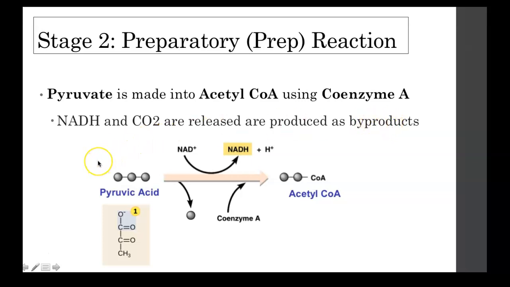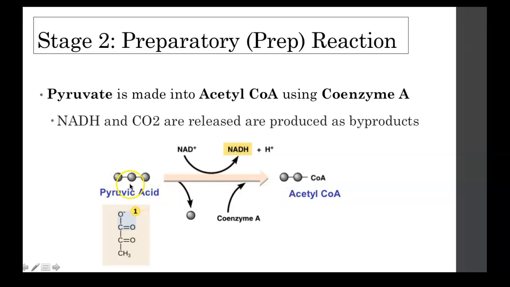So if you look at this diagram down below, you can see that our starting product is pyruvic acid. Pyruvic acid is now entering the mitochondria, okay? And essentially, this pyruvic acid is going to be broken down using coenzyme A to form acetyl-CoA. That's literally all the prep stage is. Pyruvic acid is going to bond with coenzyme A to form acetyl-CoA. Now, how does it do that?